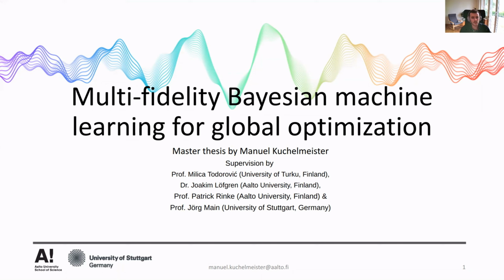The title of the talk that I want to give today is Multi-Fidelity Bayesian Machine Learning for Global Optimization, which is also what I've been doing as my master thesis project. I've done this project externally in the Computational Electronic Structure Theory group at Aalto University in Helsinki under the supervision of Milica Todorovic, Joachim Löfgren, and Patrick Rinke. And from the side of the University of Stuttgart, I got supervised by Jörg Mein.